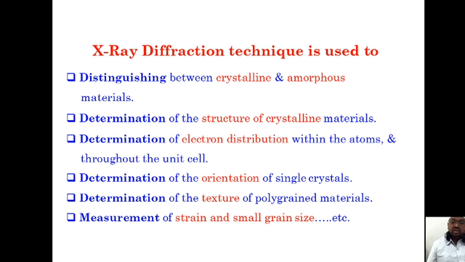Orientation, texture, strain, and small grain size come under the R&D department, and in the coming classes you will come to know where these are actually useful. These are further applications, which are now, and in the future also, of primary importance.